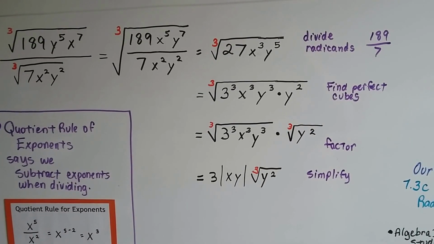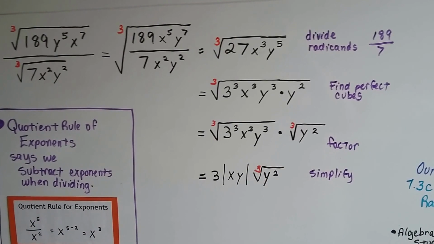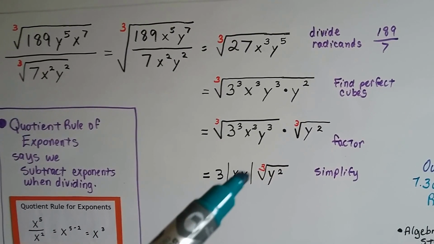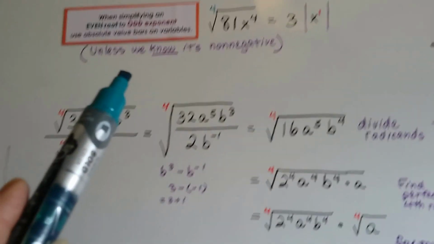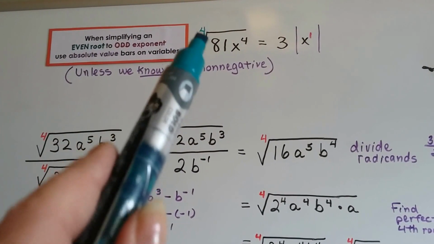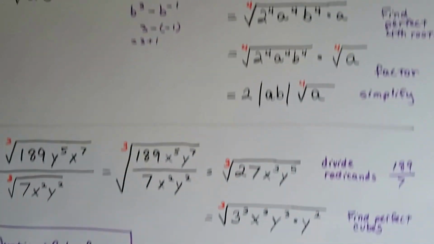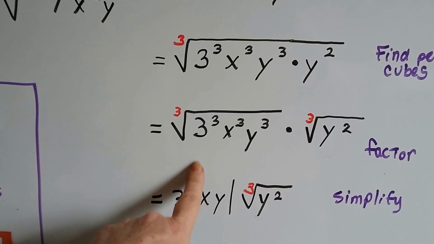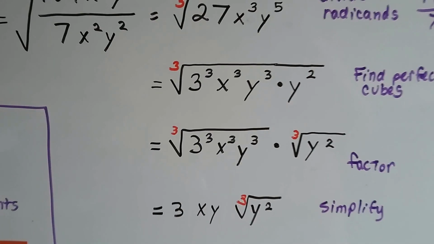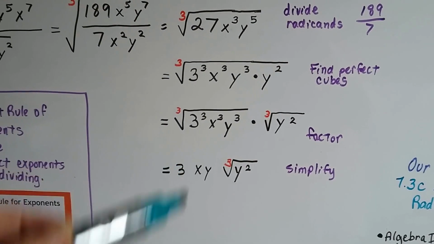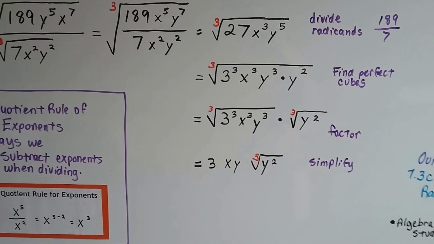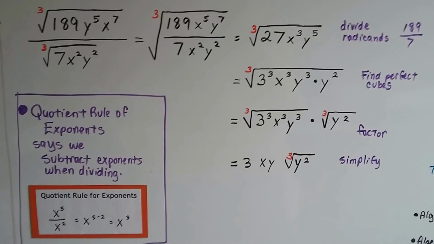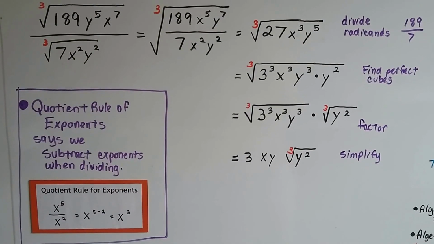Now, does that xy really need those absolute value bars? Well, they are at an exponent of 1, aren't they? But what's our rule? Our rule says it needs to go from an even root. Is this an even root? It's a 3. So no, we don't even need these absolute value bars, do we? It's only when we go from an even root to an odd exponent, okay? So that's just going to be 3xy times the cube root of y squared, all right? Just remember, even to odd, all right?